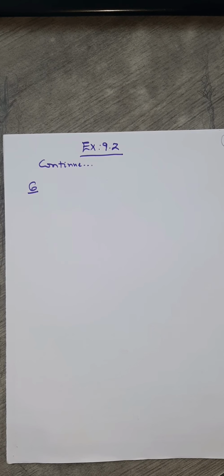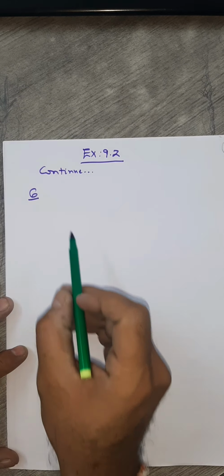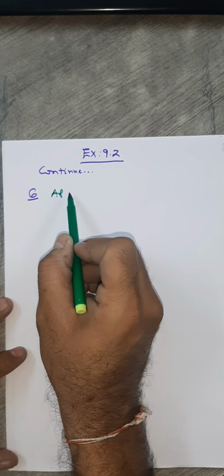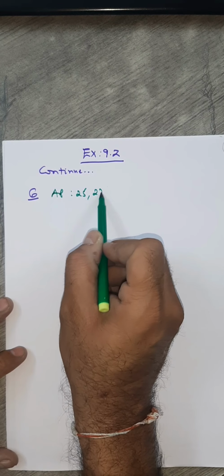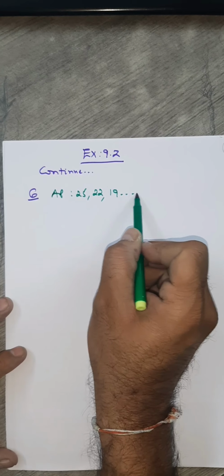We continue exercise 9.2. The first 5 questions were already done in the last session. Now let's see question number 6 here. You are given an arithmetic progression with summation equal to 116. So the AP is 25, 22, 19 and so on.